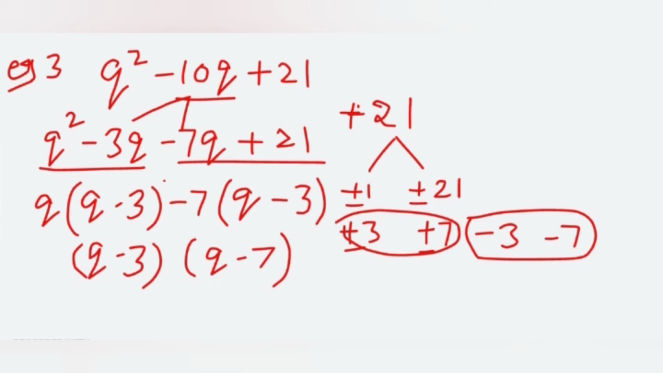So what factors have you chosen? Minus 3 and minus 7. So you will also get minus 3 and minus 7 in the final answer. Q minus 3 into q minus 7. So this way you have to do the sum. Now let us see one more example.